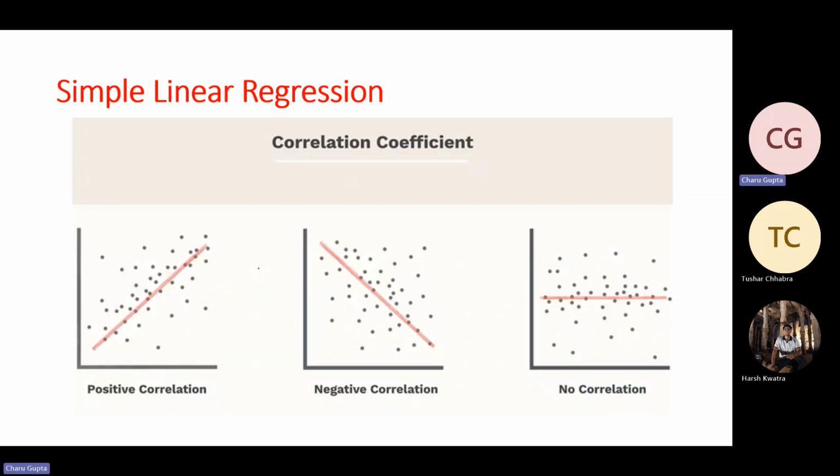Now, linear regression could be of three types. First is positive, second is negative. Positive is when one variable is increasing, the other variable is also increasing. The negative is when one variable is increasing, the other variable is decreasing. And there could be no relation between the two variables.